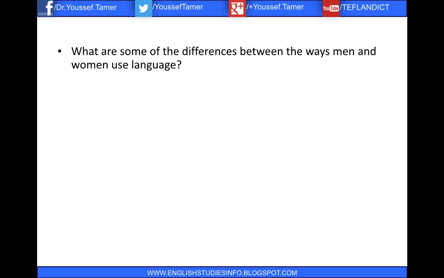What are some of the differences between the ways men and women use language? Another situation that we have in all speech communities: men and women somehow speak differently from each other. Now, what is the reason? And here we are going to deal with a variable that is gender. Okay?